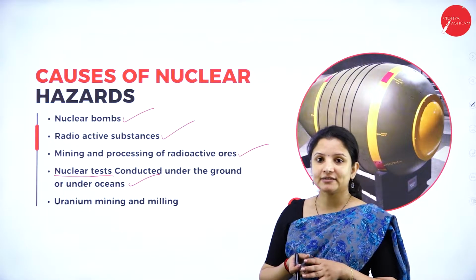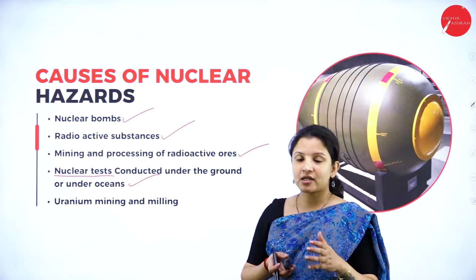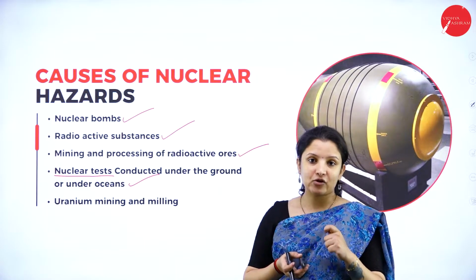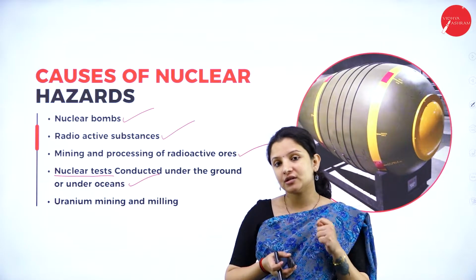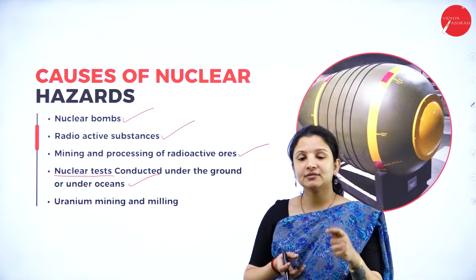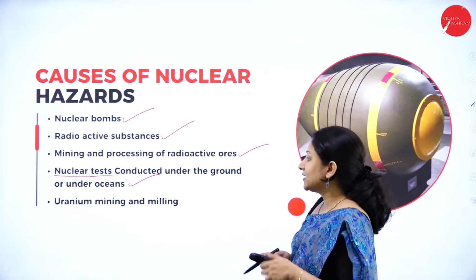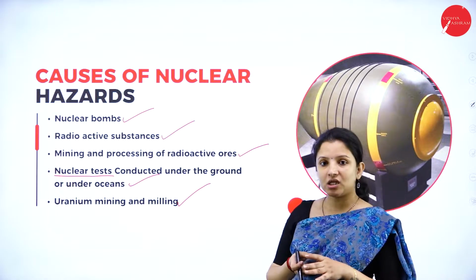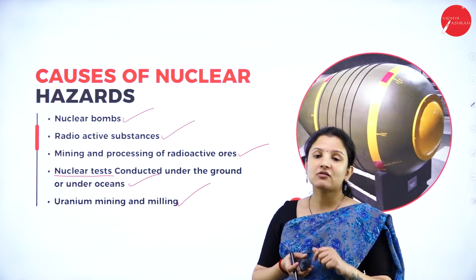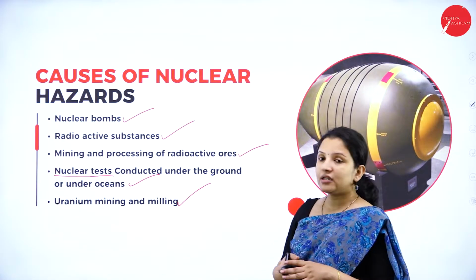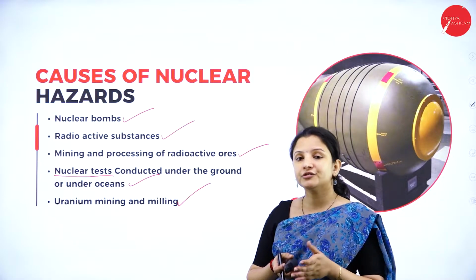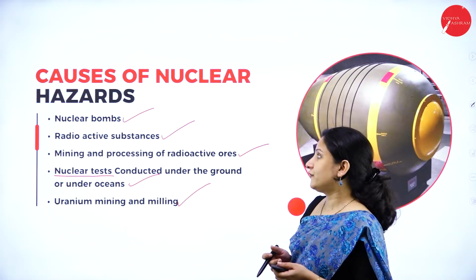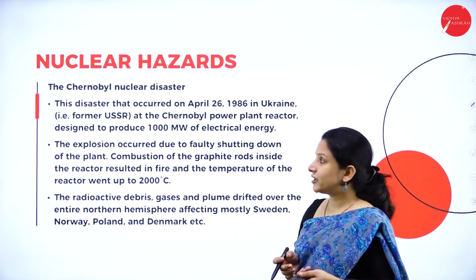Once nuclear tests are conducted, those sites should be cleaned properly. They have to be made free of these radioactive substances. If not, they can pose a threat to terrestrial organisms as well as aquatic organisms. Next is uranium mining and milling. Uranium is one of the very important nuclear materials used for creating nuclear weapons. The mining of uranium, which is got from the earth's crust, can also cause nuclear hazards if a proper scientific method of mining is not followed. So these are the different causes of nuclear hazards.